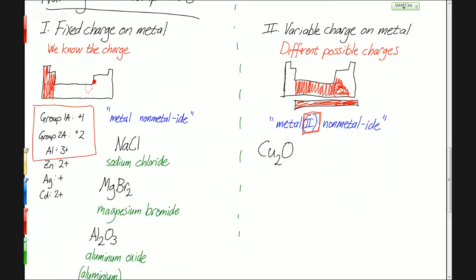Cu2O. The thing to do first is always just to get the names. Write that part first. So Cu is copper. You don't have to know that, by the way, but you could look it up on your periodic table. That's copper. And then oxygen is going to turn into oxide. So we can write that first. We're going to leave a little room because we know that we need something in parentheses here to tell us the charge on copper. So how do we figure out the charge on copper?